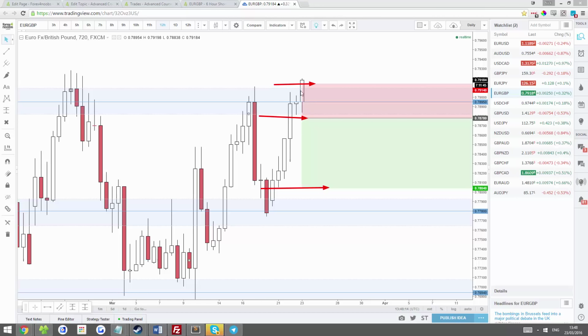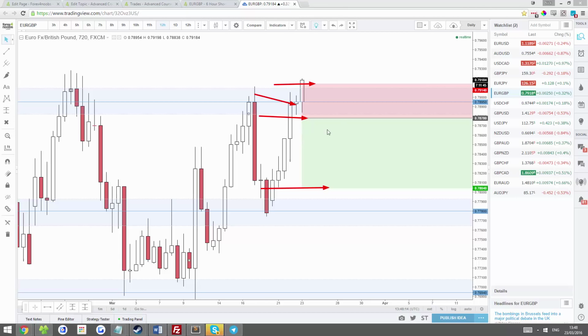But that's why I don't enter. A lot of people ask me, Nick, do you enter as soon as the indecision candle closes? So that candle there would be the indecision candle for those of you who are not familiar with my strategy. Do you enter as soon as the indecision candle closes? And I always say no. I want to see confirmation.